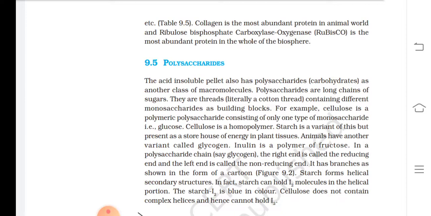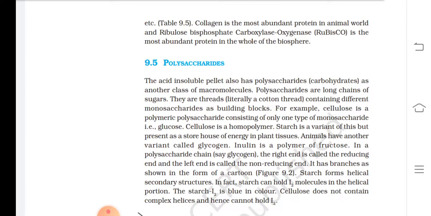9.5 Polysaccharides. The acid insoluble pellet also has polysaccharides, carbohydrates, as another class of macromolecule. Polysaccharides are long chains of sugar. They are threads, literally like a cotton thread, containing different monosaccharides as building blocks. For example, cellulose is a polymeric polysaccharide consisting of only one type of monosaccharide, that is glucose.